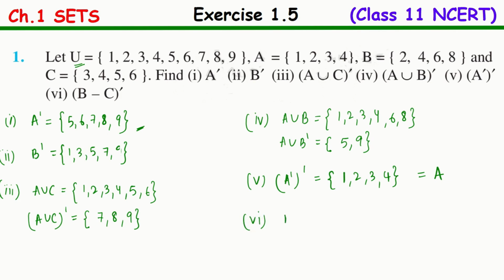The sixth part says (B minus C) complement. So first we have to write B minus C. That means from B we have to remove all the elements of C. So C contains 3, we have to remove 3 from here, but 3 is already not present. We have to remove 4 from here, we have to remove 5 but it is not present, and we have to remove 6. So B minus C is left with 2, 8. Now taking its complement, (B minus C) complement is everything which is not present in B minus C: 1, 3, 4, 5, 6, 7 and 9.